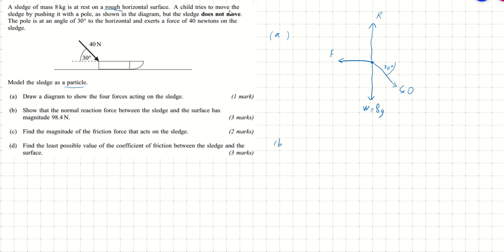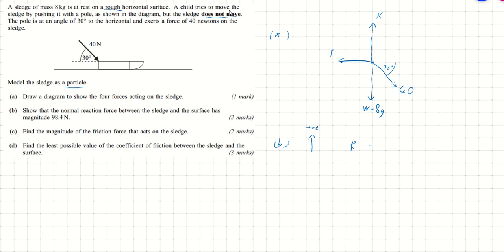Okay. Part B. Show that the normal reaction force between the sledge and the surface has a magnitude of 98.4. Well, normal reaction force, that's the R, so we have to work out what R is. In order to work out what R is, we're going to resolve forces in a vertical direction. So we're going to look at the vertical components of the forces. So we'll say the up direction is positive. And because the sledge does not move, the vertical forces must be balanced. So the forces upwards, that's R, must be equal to the forces downwards.